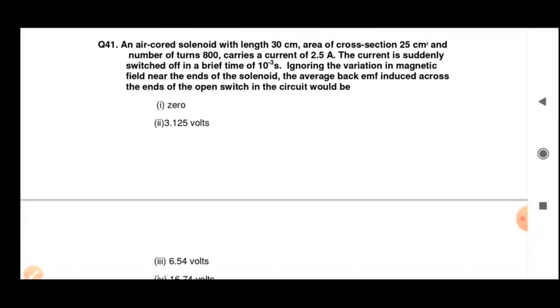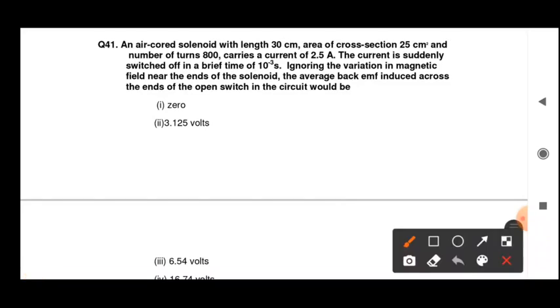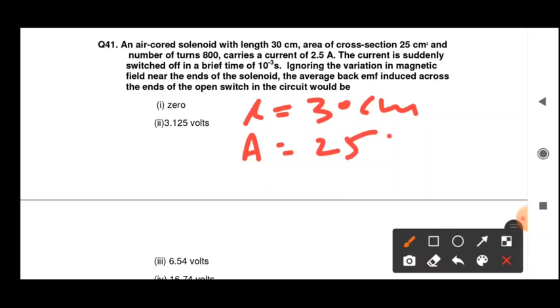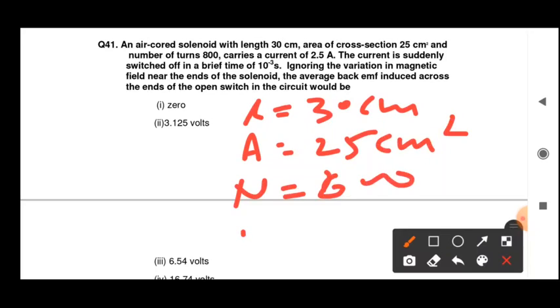The next question is an air cooled solenoid with length 30 centimeter, area of cross section 25 centimeters square, and number of turns, carrying a given current. So let's first write down what is given. L is given, this is 30 centimeter. Area is given, this is 25 centimeter square. Third, number of turns is given, 800. Then current is given, that is 2.5 ampere.